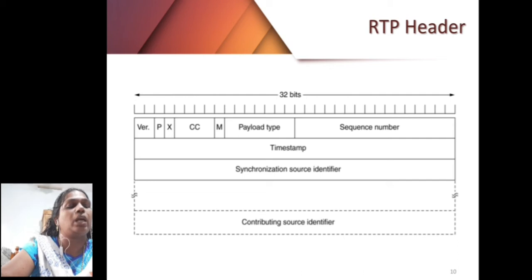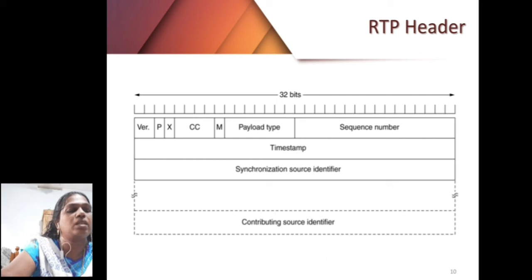Then the payload type represents the encoding algorithm that is used for compressing or encoding the message, along with the type of the message. The sequence number is a unique number for each packet, and it is used to detect whether any packet has been lost or not. Then next is the timestamp value. The timestamp specifies when the first sample in the packet was made.